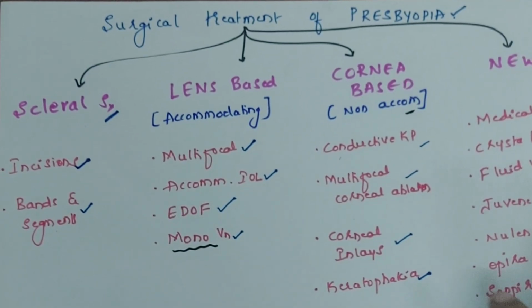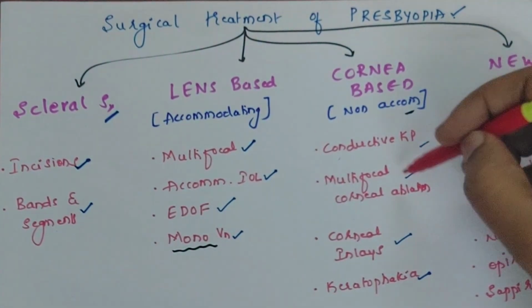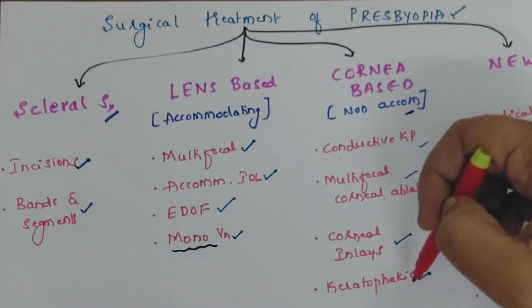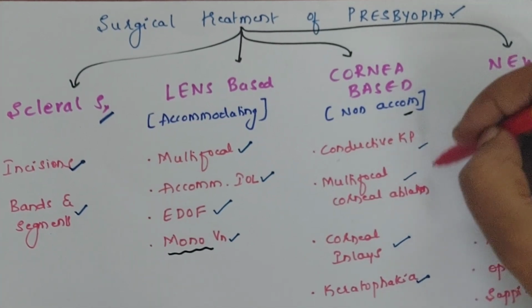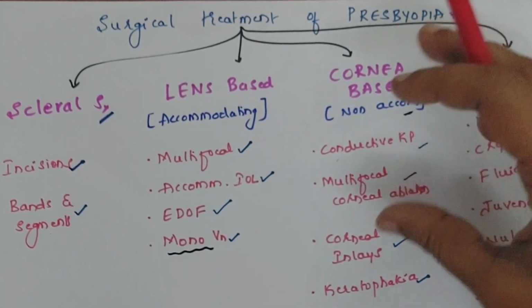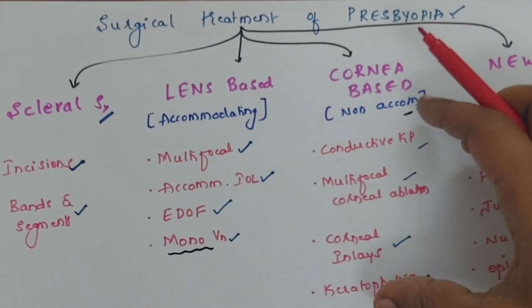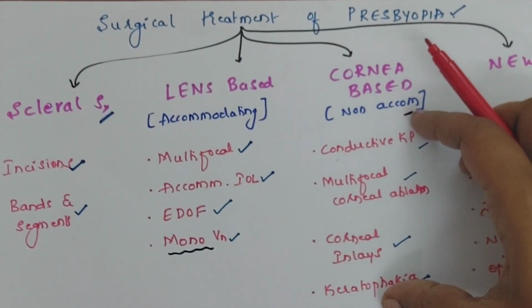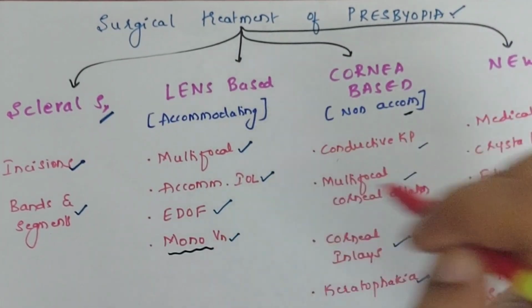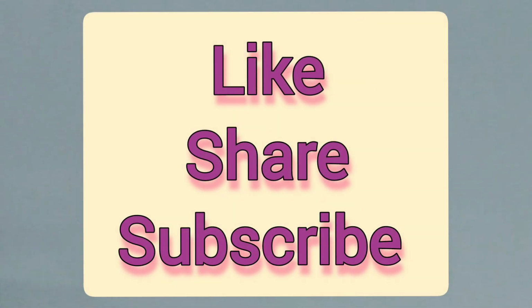So this was a very short video on the cornea based surgeries, that is conductive keratoplasty, multifocal corneal ablation, corneal inlays, and the keratophakia. I have not gone into the depth of these surgeries, but what to write when the question is asked about the surgical treatment of presbyopia, that part is covered in this video. And this video also includes the monovision treatment for presbyopia. In the next video, we will see the recent advances or the newer modalities of treatment for presbyopia.